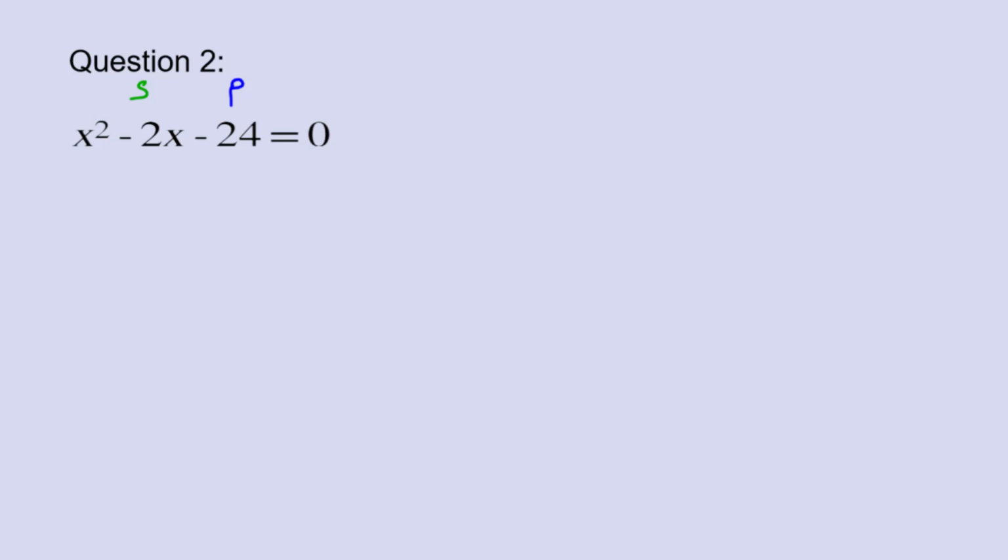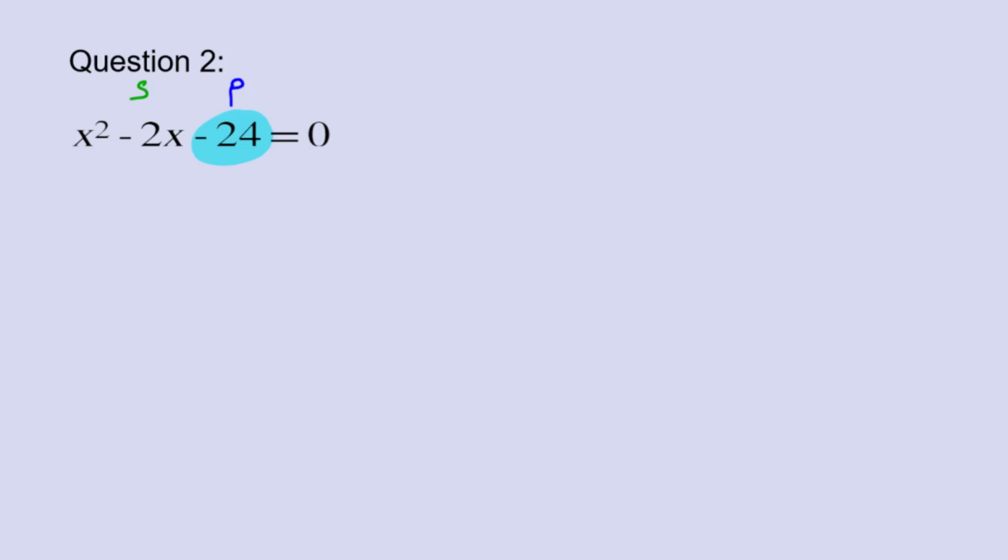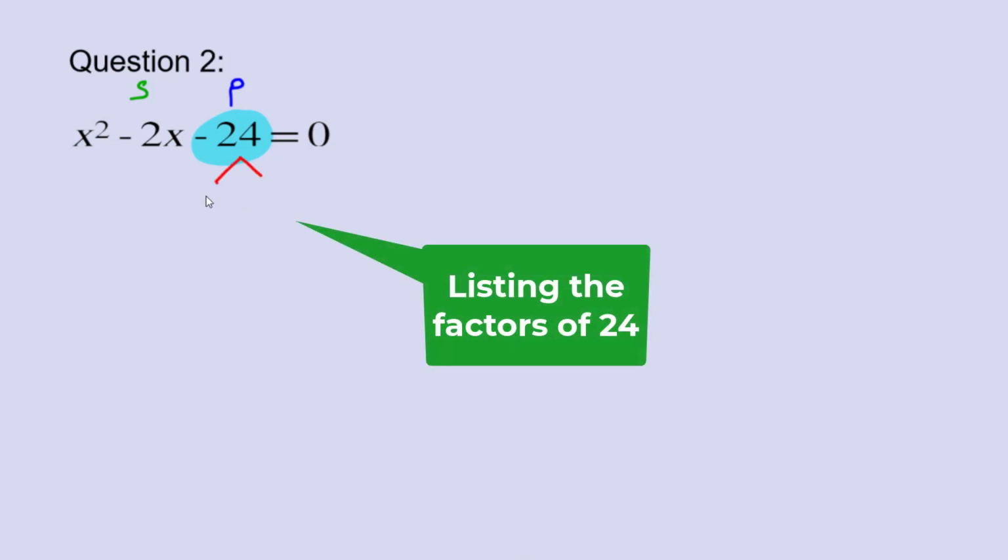We're going to follow our algorithm. First, of course, we look at the product, which is 24. We are trying to find two numbers that multiply to give 24, so let's identify the factors of 24 first.